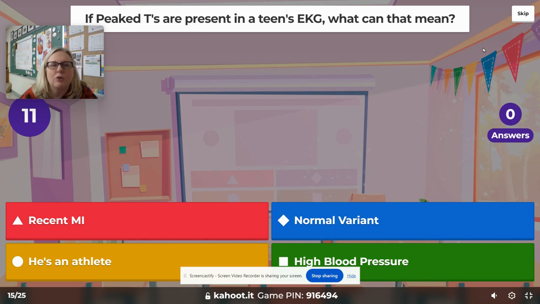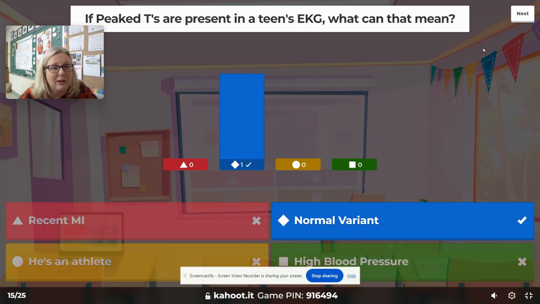I bet some of you are going to choose one over the other. There's only one correct or the best answer. Choose your best answer. Actually, a normal variant. Okay.